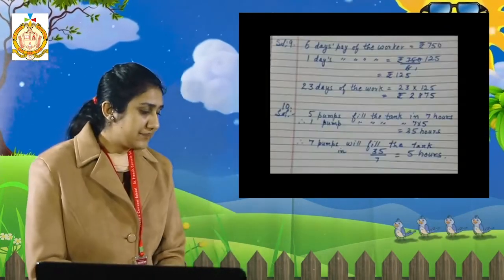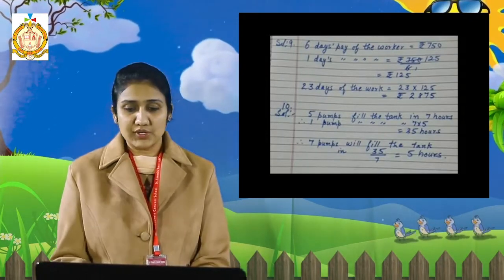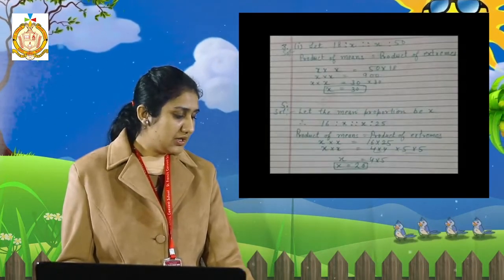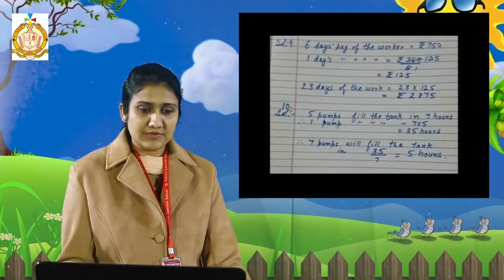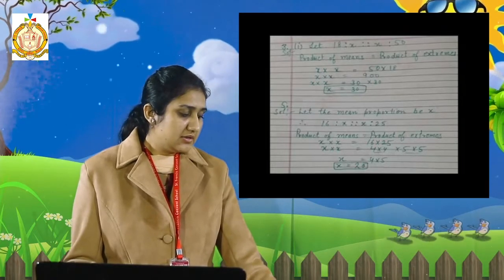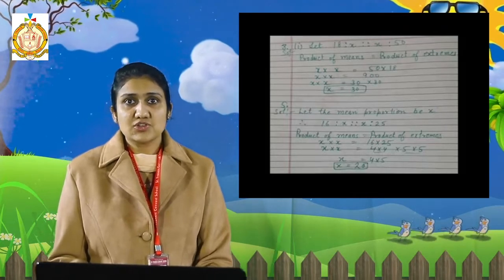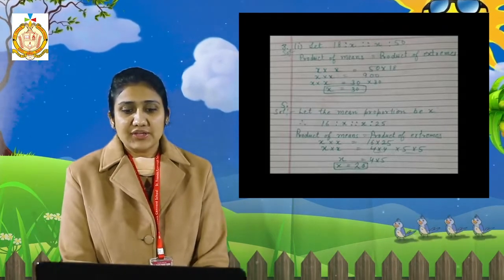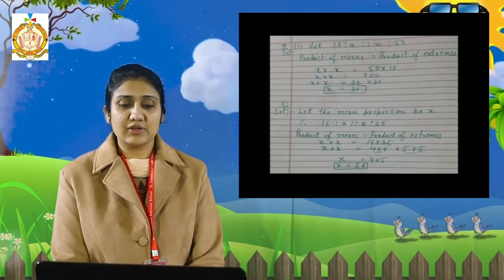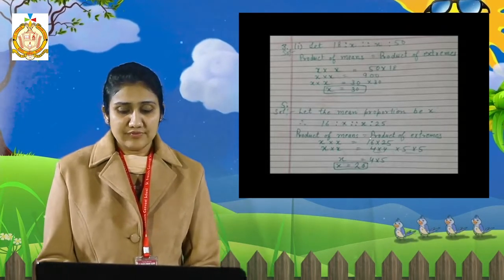Now the fifth sum is, find the mean proportion between 16 and 25. In the fifth sum we are given that we have to find the mean proportion between 16 and 25. So let the mean proportion be x. So we can write it as 16:x proportion to x:25. Again applying the formula and doing it in a similar manner, you can do the fifth sum.